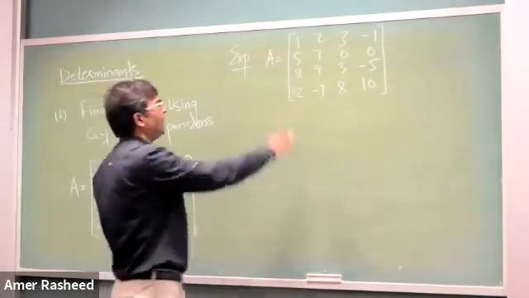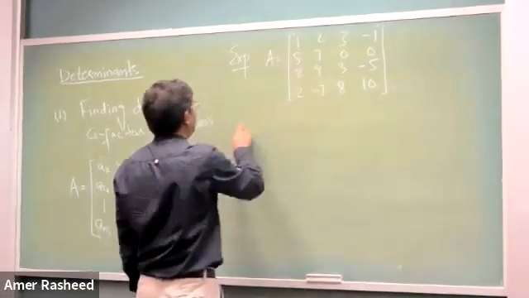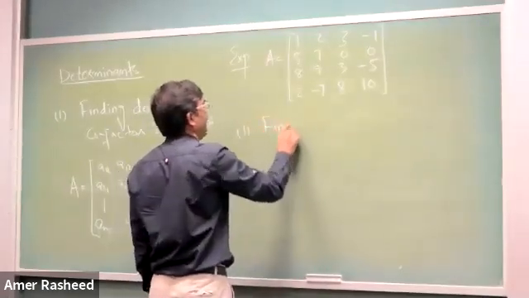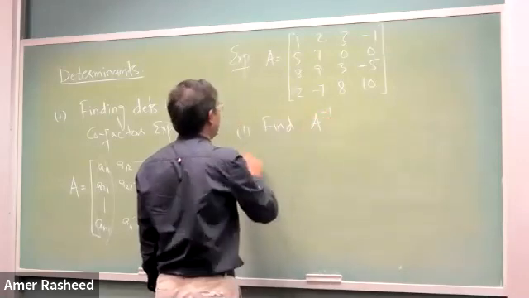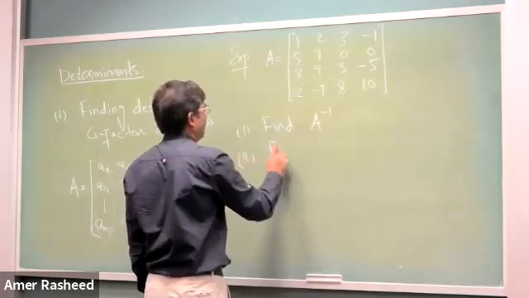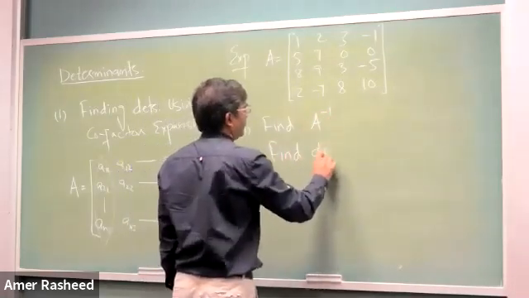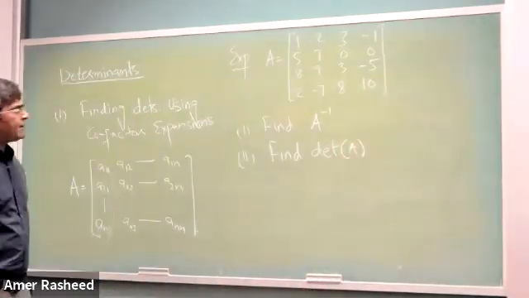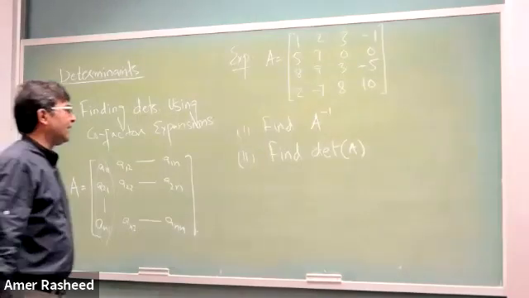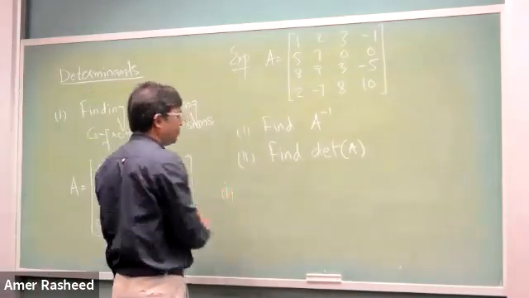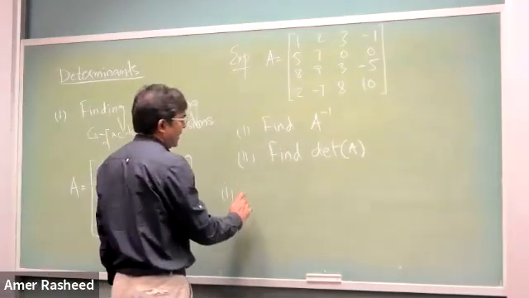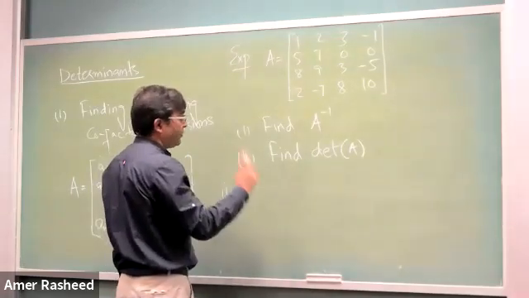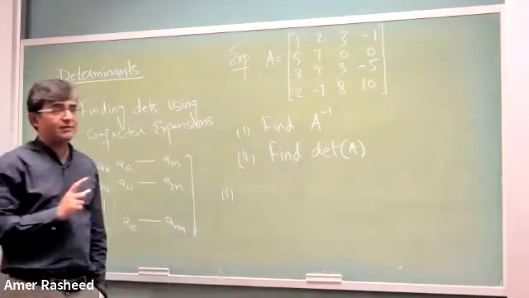Adjoint is basically, if you want to find, let's include adjoint here as well, the inverse of this matrix. How to find the inverse, and then find the determinant of this matrix. In the previous lecture, I told you how to find A inverse. For that, you have to compute all the cofactors of this matrix.